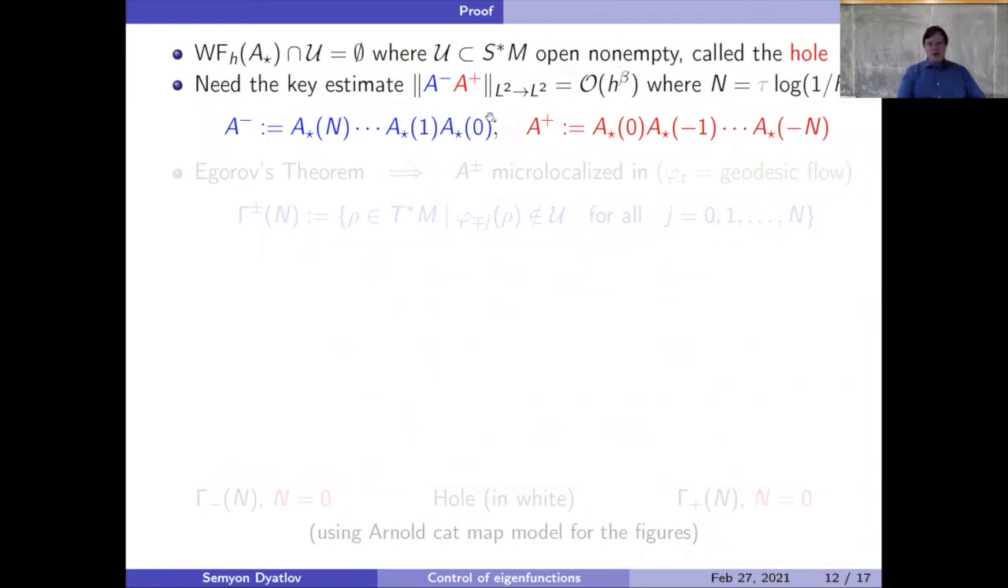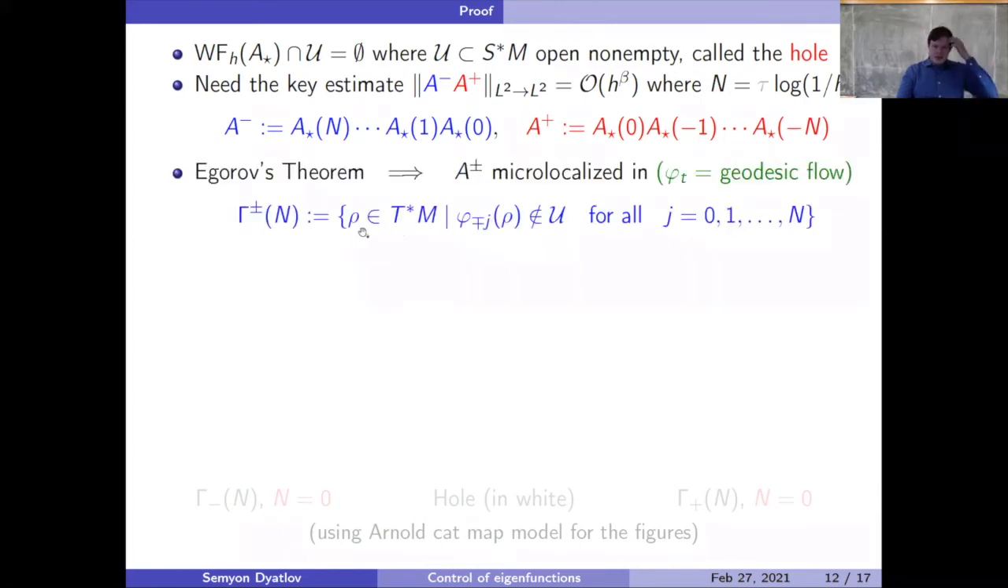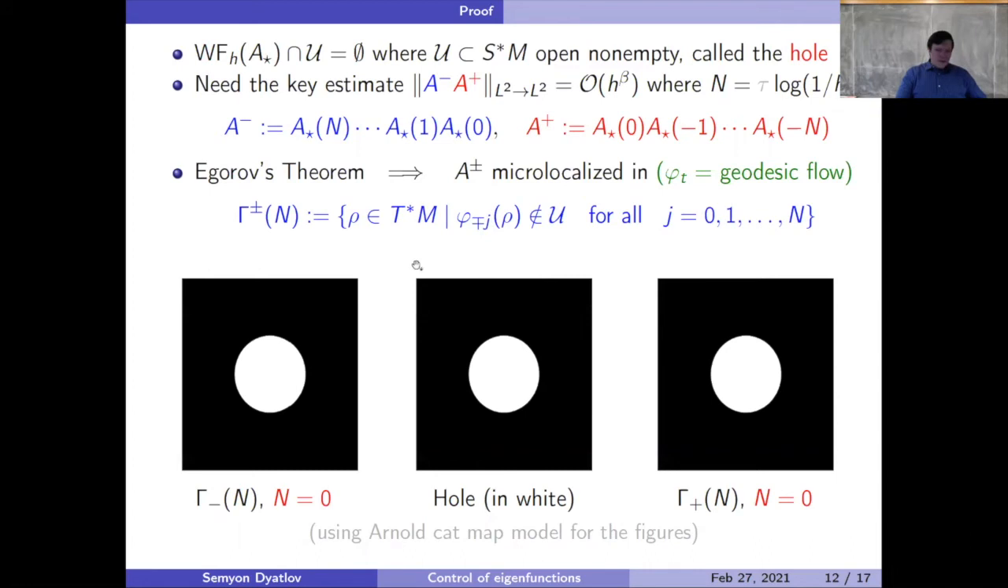And we have these two operators. And by Yegorov's theorem that I mentioned before, they are really localized to these two sets, which are the sets of points whose trajectories for a long time did not intersect the hole, forward or backward. So instead of proving anything about these things on these slides, I'll give you an example. I'm not going to use hyperbolic surfaces because that's a three-dimensional set and it's necessary to plot. So instead, for the purpose of these slides, I'll use the Arnold cat map model for the pictures.